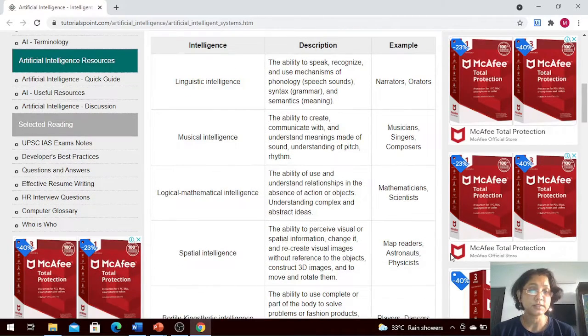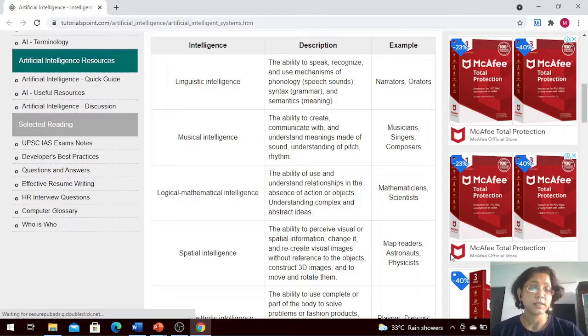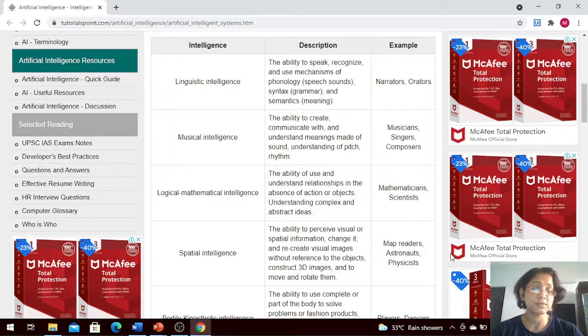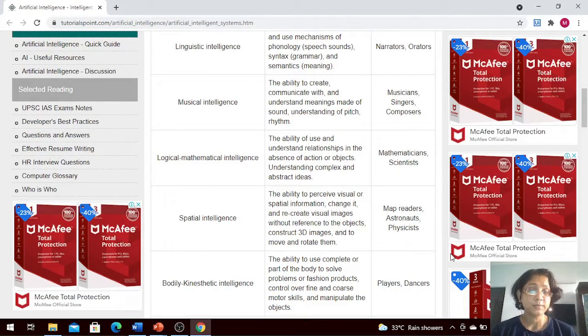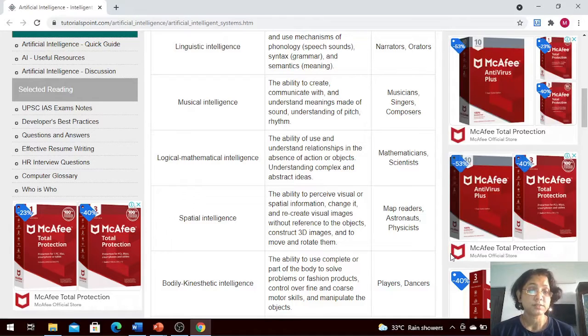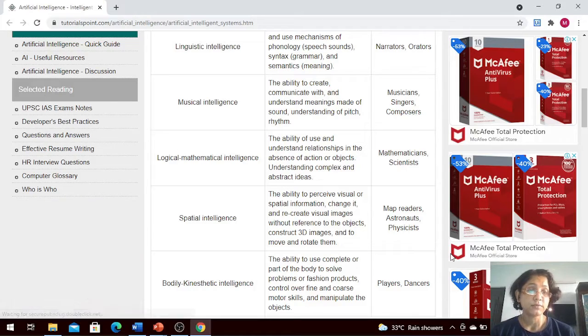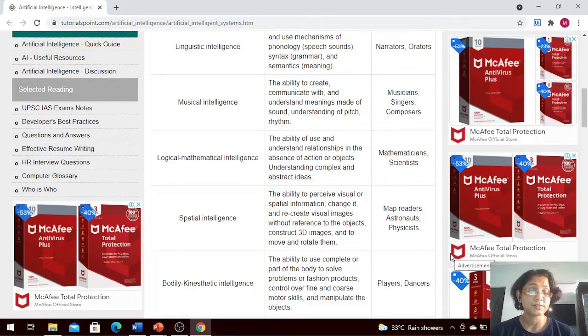Logical mathematical intelligence is the ability of understanding complex and abstract ideas. For example, mathematics. Spatial intelligence is the ability to perceive visual or spatial information, change it, and recreate visual images without reference to the objects, construct 3D images, and to move and rotate them. For example, a map reader, astronaut, physicist.